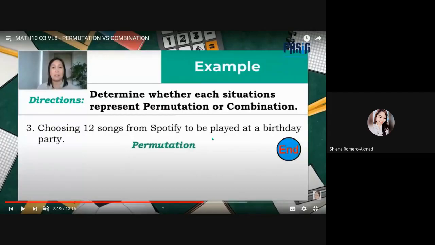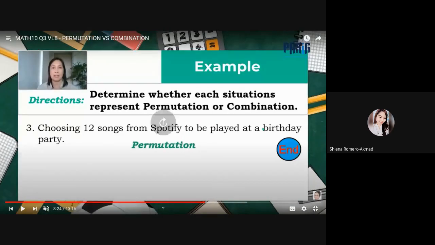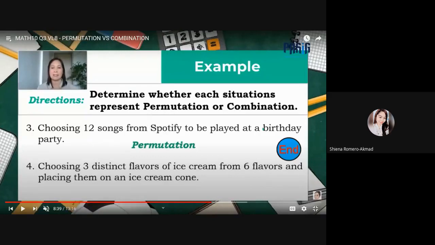permutation. Nakita niyo yung dalawang magkaibang scenario na pwedeng mangyari. Pwede siya maging combination kung choosing 12 songs lang from Spotify, pero magiging permutation siya kasi nga we have here the phrase to be played at a birthday party. So may pagkakasunod-sunod yun.